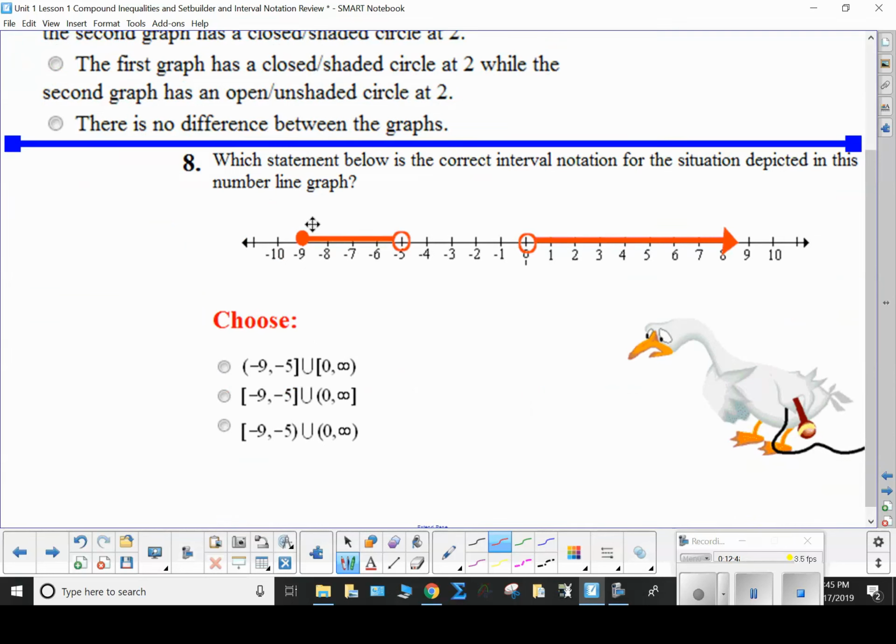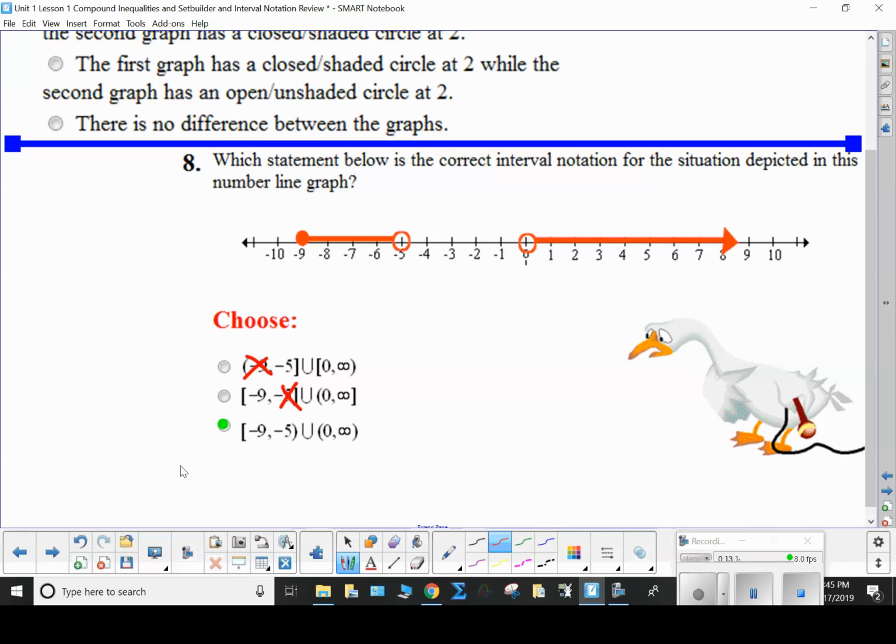Number 8. Which statement below is the correct interval notation for the situation depicted in this number line graph? We're going to have a solid, or a bracket. That leaves this first one out. Then at 5, we have a parenthesis. That leaves this one out. At 0, we have a parenthesis, and then we go to +infinity. It is the third choice.